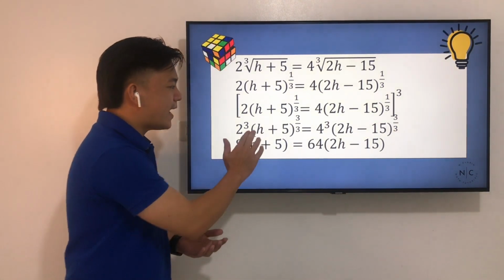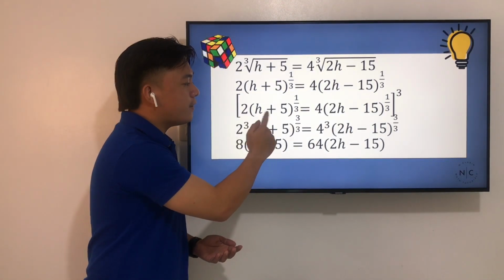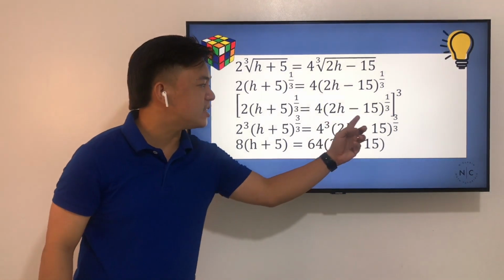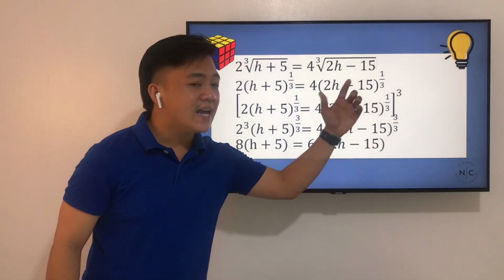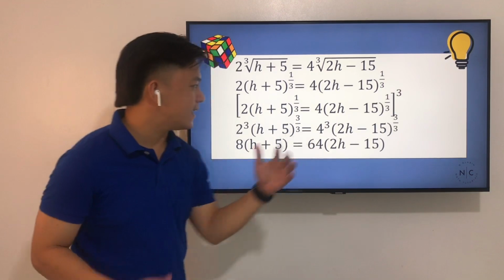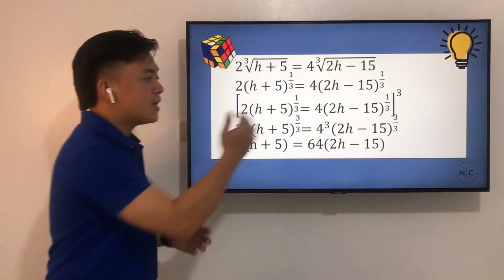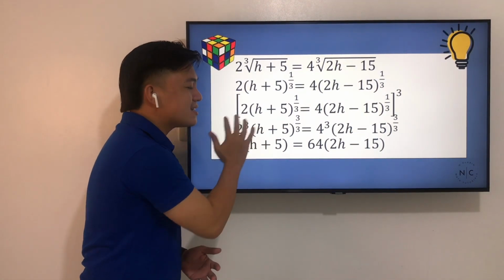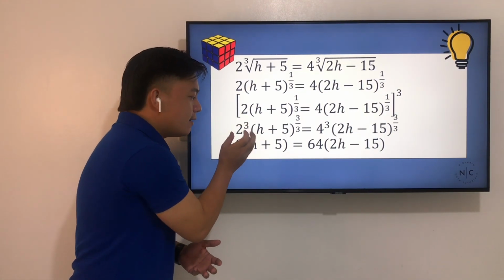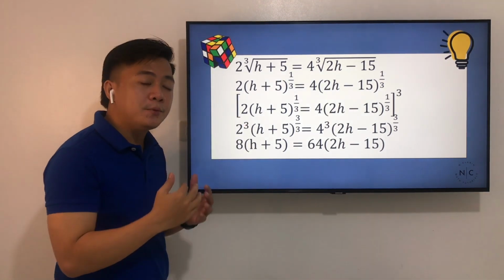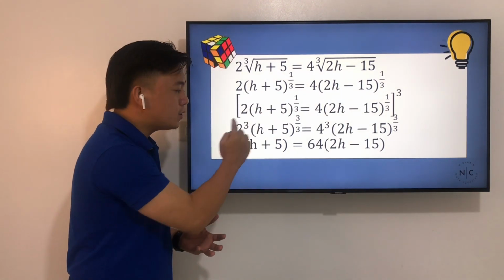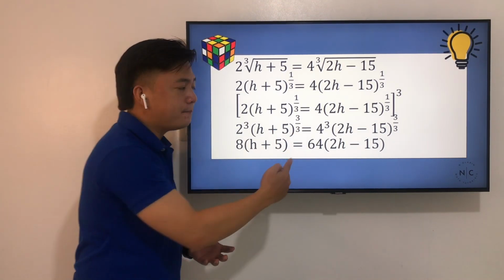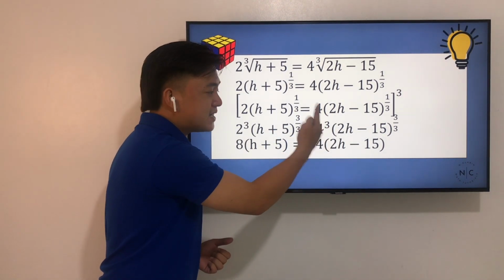So next, ang mangyayari is 2 times the quantity of h plus 5 raised to 1/3 is equal to 4 times the quantity of 2h minus 15 raised to 1/3 is raised to 3. Next, distribute lang natin yung ating exponent na 3. Ang mangyayari, 2/3 kasi nga hindi siya kasama sa ating radical, which means nag-iisa siya rito, i-distribute din natin si 3 sa kanya. So 2/3 times h plus 5 raised to 3 over 3 na yan is equal to 4 raised to 3, same lang.